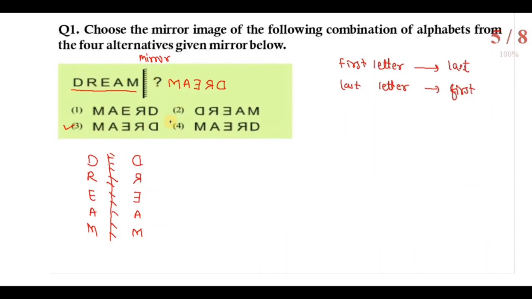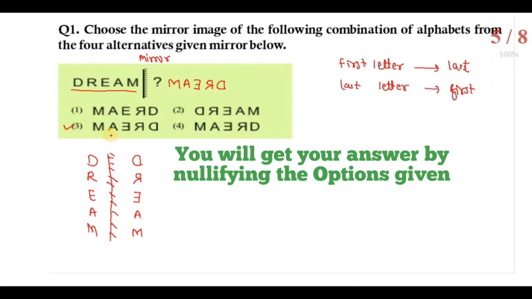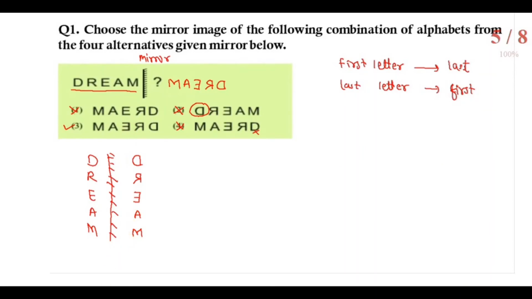You can also go by the options. Option number 1 is not reflected, so it will be cancelled. Option number 2, we know that the last letter will become first, but here D is coming first, so it will be cancelled. Then here M comes first, but the reflection of D is wrong, so this is also wrong. So option C, or option 3, is correct, that is the reflected image.